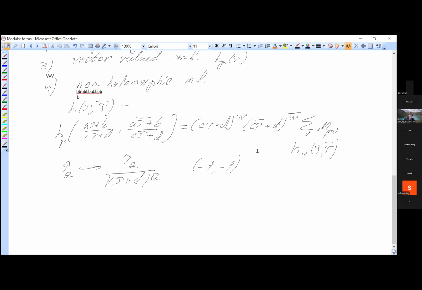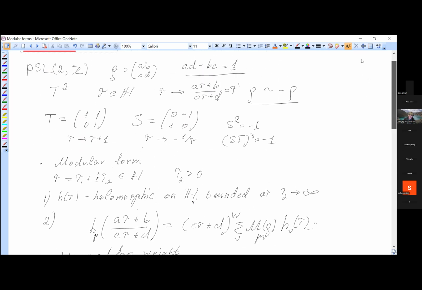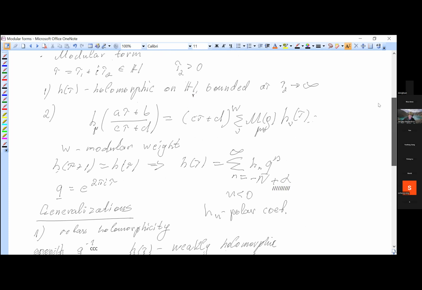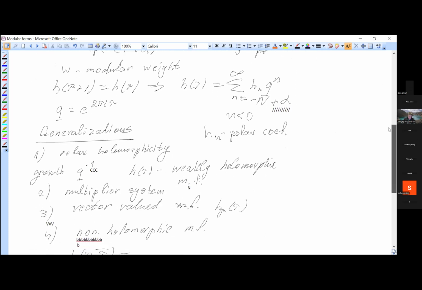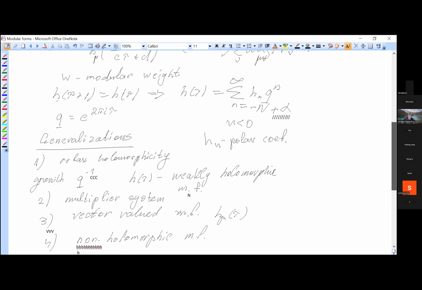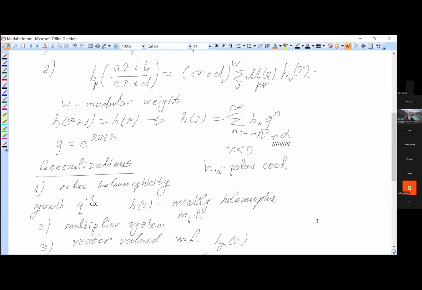Okay, great. And also I have a question. The very first, the classical definition gives you a ring, which, as you said, is generated by actually two Eisenstein series. What about generalizations? Well, it really depends on the multiplier system.